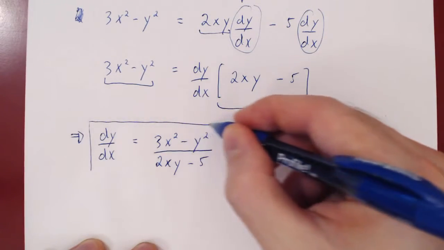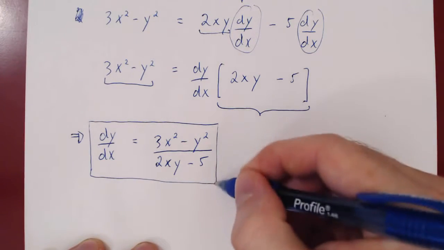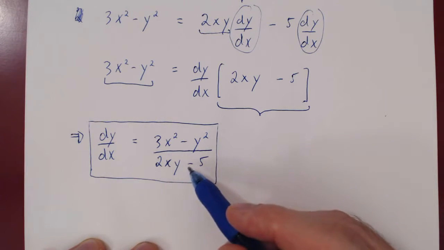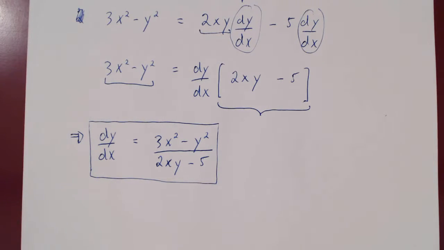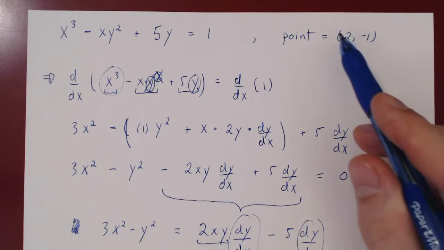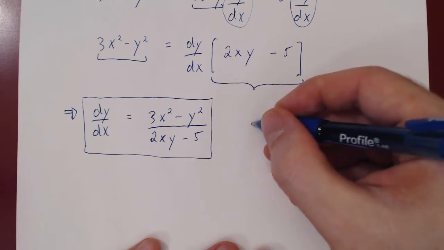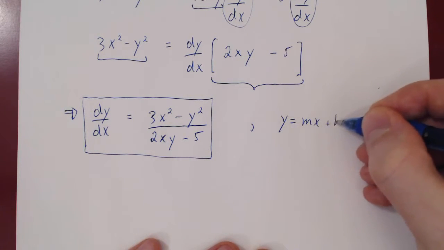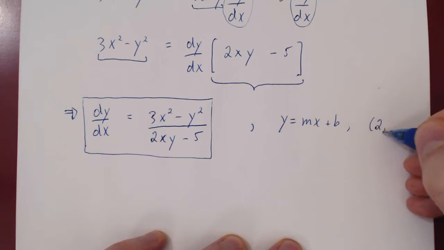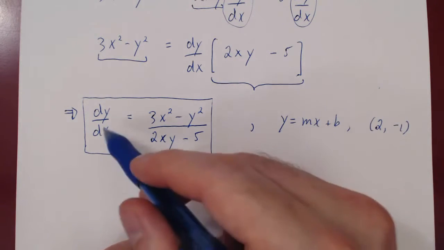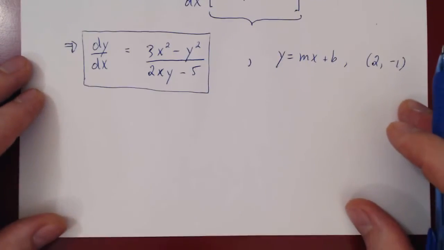At any given value of x, y, so for any point on the curve, the slope of the curve is given by 3x squared minus y squared over 2xy minus 5. Now that we have the derivative, we can go back and find the equation of the tangent line at the point x equals 2, y equals negative 1, right? So the tangent line is given by the equation y equals mx plus b. It simply is a line. And our point was x 2, y negative 1. As always, the slope of the tangent line is the derivative. So let's find our slope first.